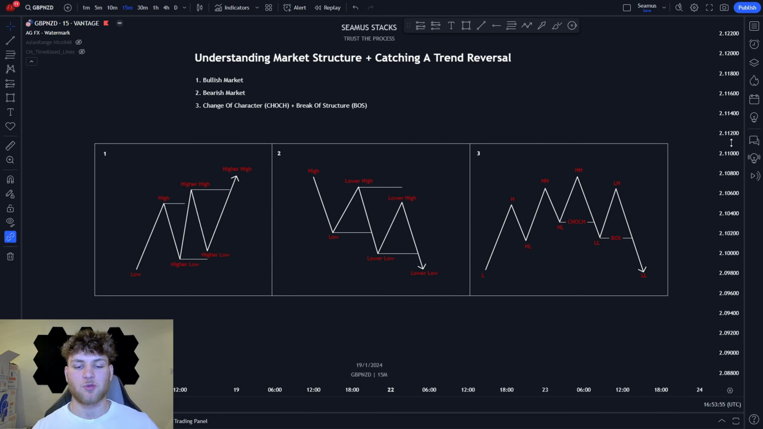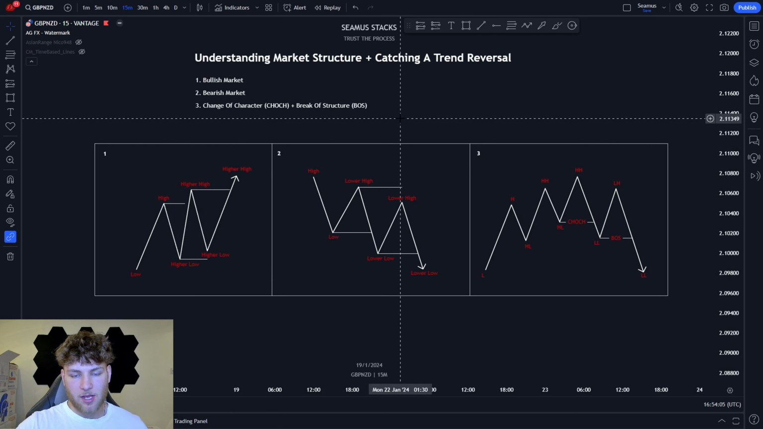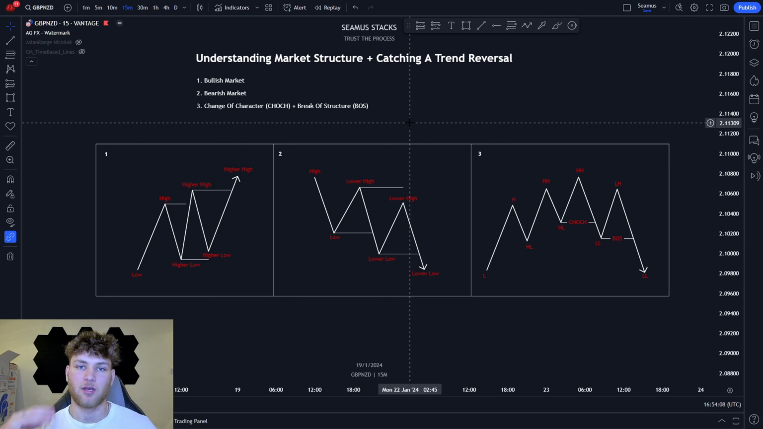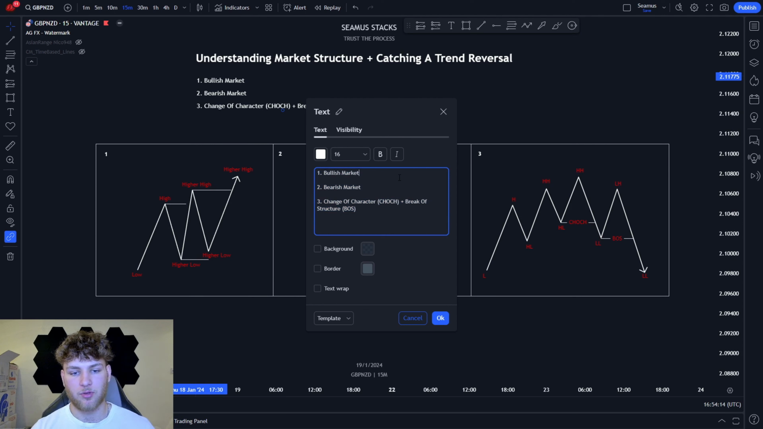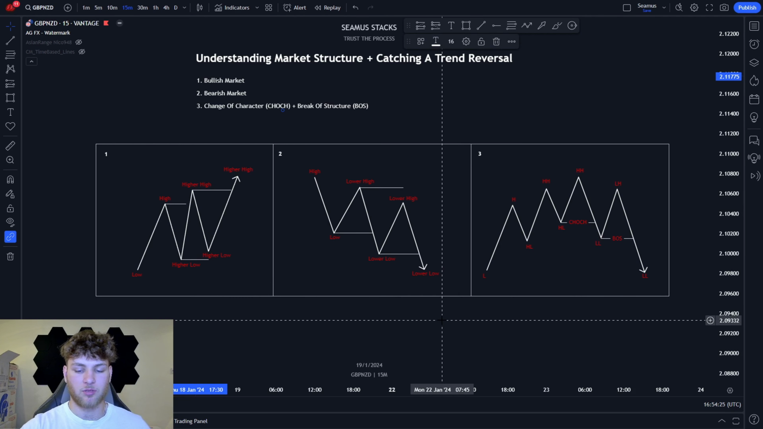Alright guys, welcome back to another video where today I'm going to be explaining simple market structure and how to catch a trend reversal trade, okay? So to understand market structure, we need to understand when we are either in a bullish or a bearish market, and it's very simple. And these are the three components I'm going to look at. So bullish market, bearish market, change of character and break of structure, okay? Very simple, only three components needed for a trend reversal. And we're going to be going through that today.